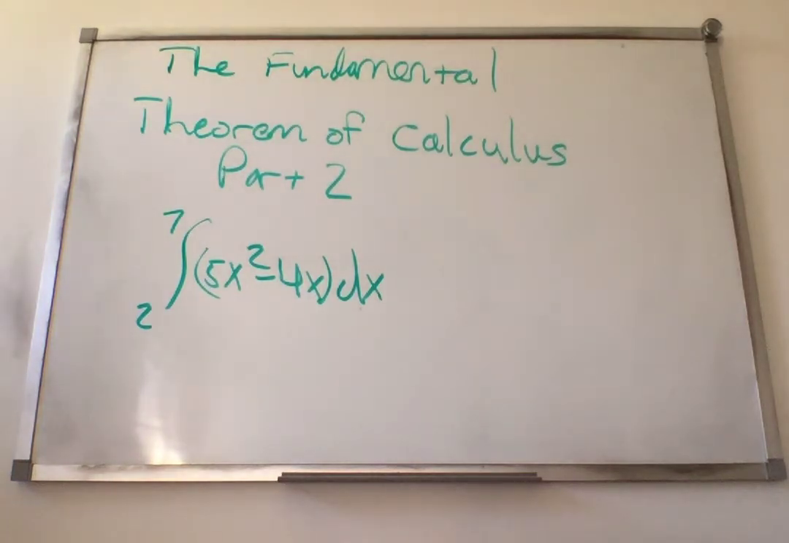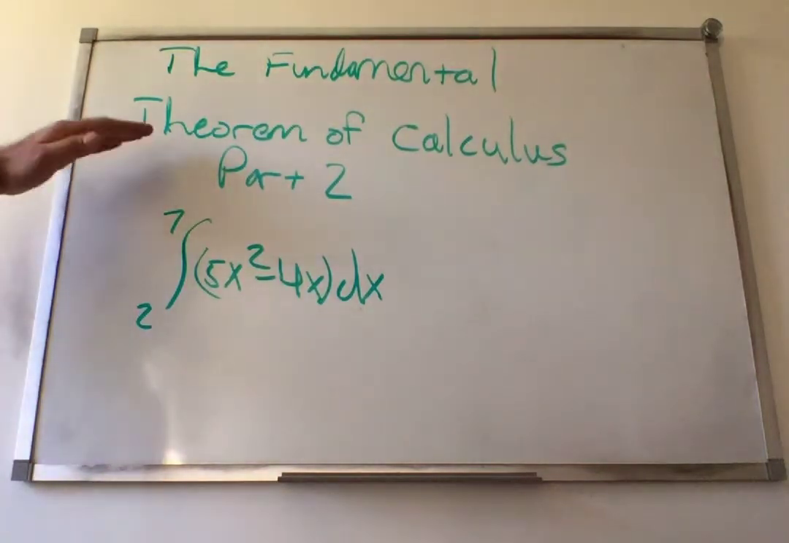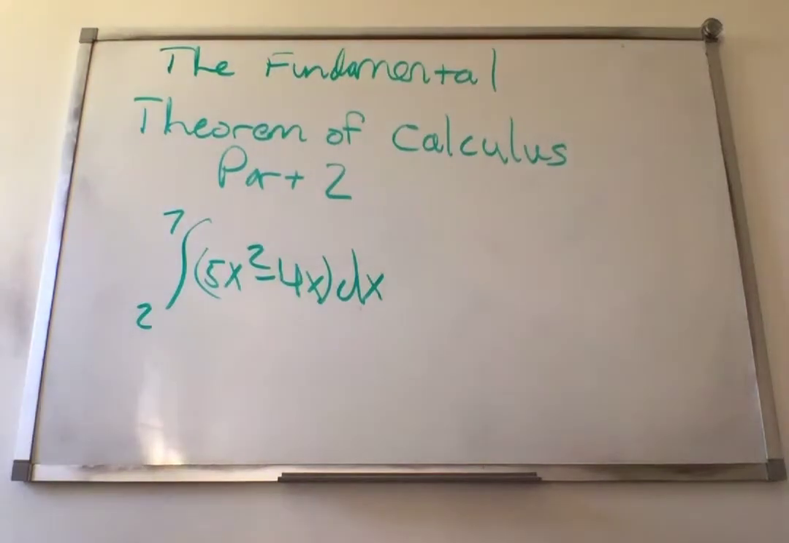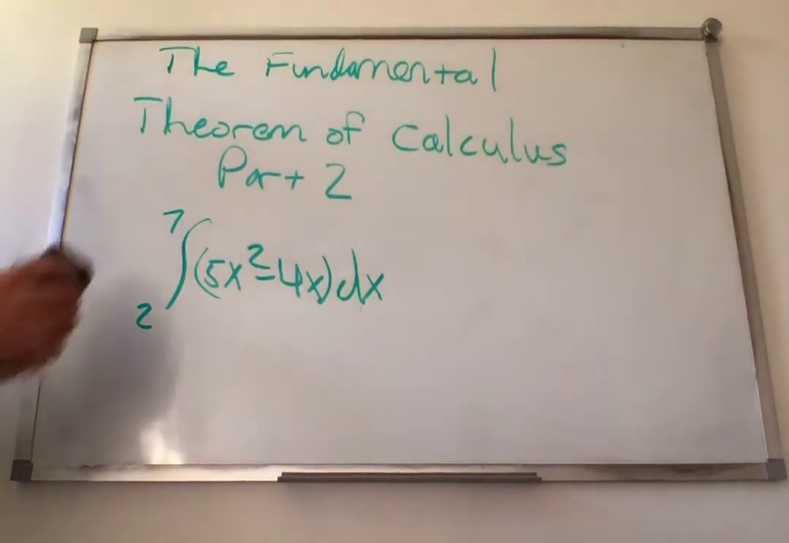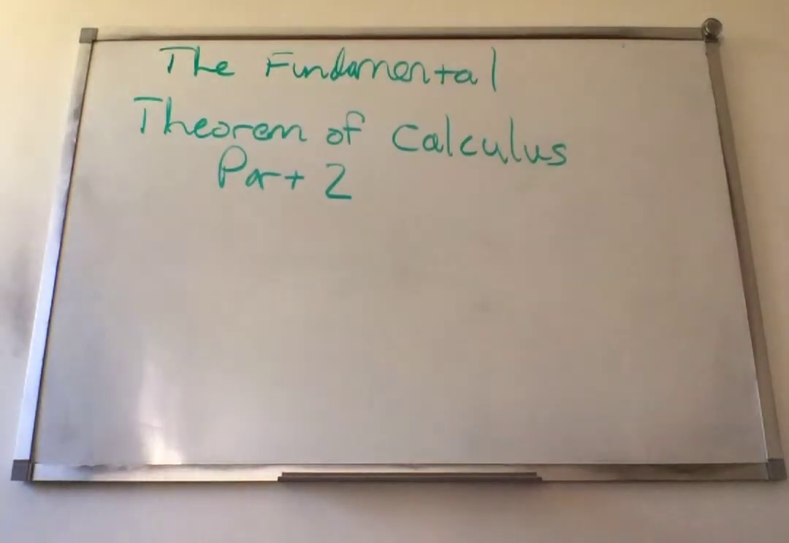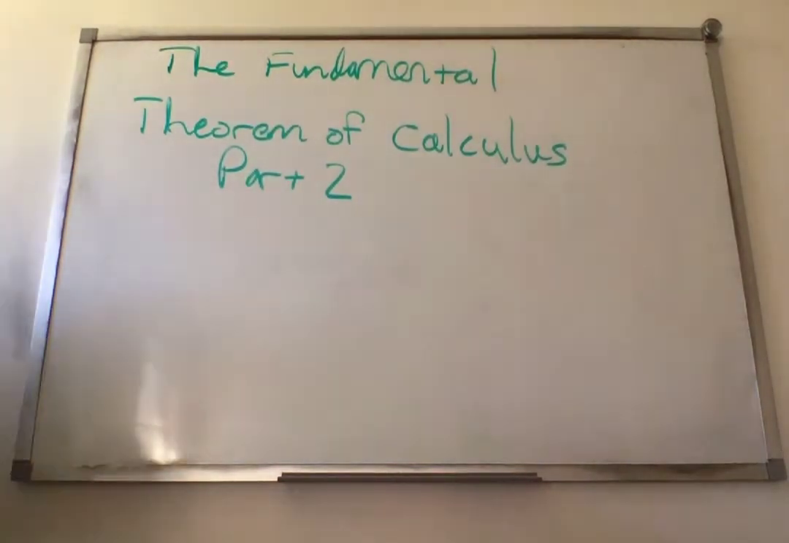Now, there's a proof that we're going to go through to show you how the fundamental theorem of calculus came to be. We're going to use the idea of Riemann sums, and we're going to relate it to the antiderivative. Okay? So, the fundamental theorem of calculus part 2, here's what it says.